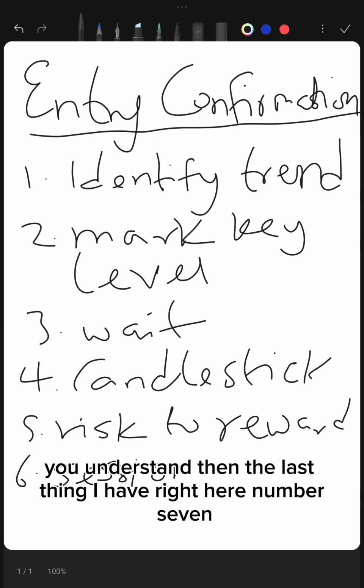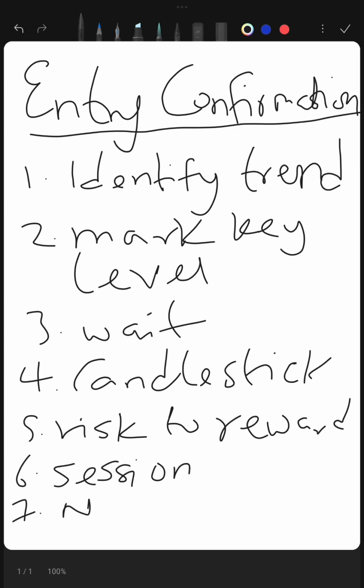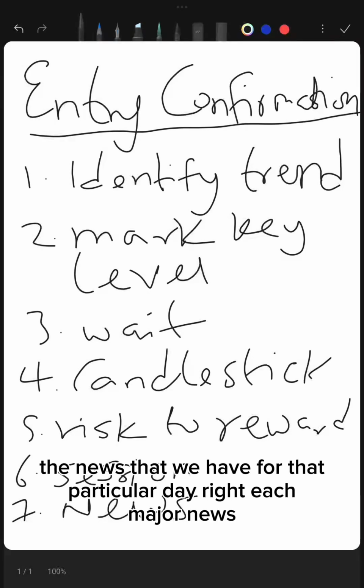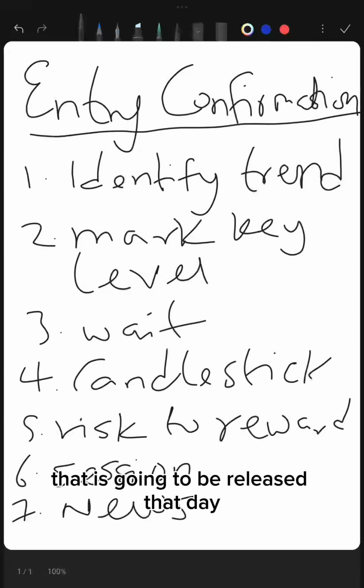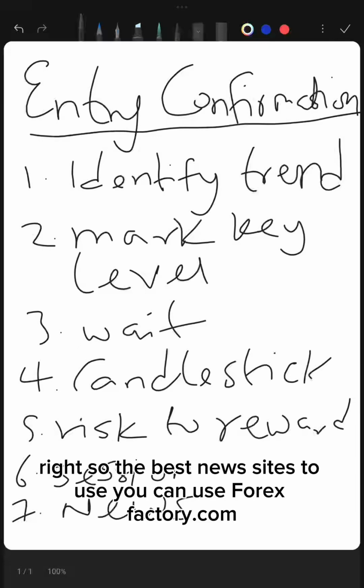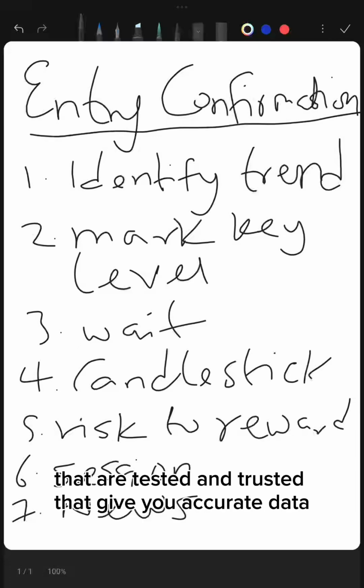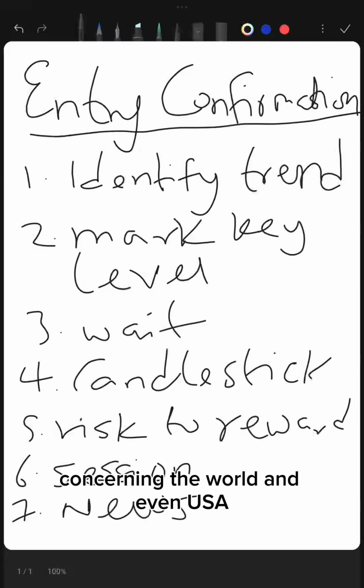You understand? Then the last thing I have right here, number 7, is news. Always look out for news. Each day when I wake up, I try and look at the news that we have for that particular day, each major news that is going to be released that day, as volatility can increase significantly. The best news sites to use are forexfactory.com and investing.com. These are tested and trusted news sites that give you accurate data concerning the world and even the USA.